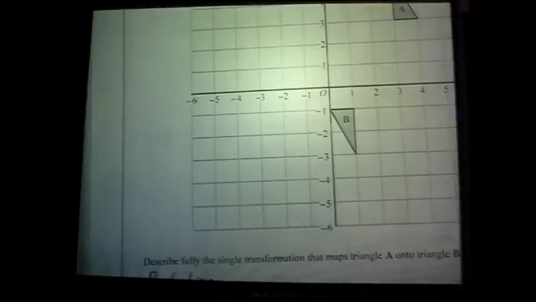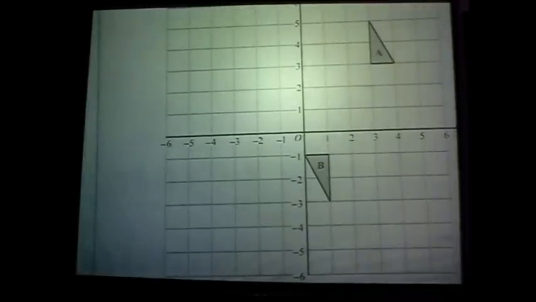Question 12. Describe the single transformation that maps triangle A onto triangle B. So it goes from here to here. Hopefully you'll look at this and you'll recognise it's a rotation. It can't be a reflection, because otherwise it would be down here and actually be the other way around. It can't be a translation because it's moved around, and it's not an enlargement. So you get 1 mark just for writing rotation. You get another mark for saying how much it's been rotated. You can write 180 degrees or half a turn. Because it is 180 degrees, you do not need to put a direction on it.